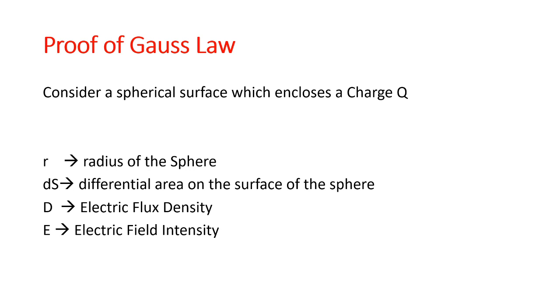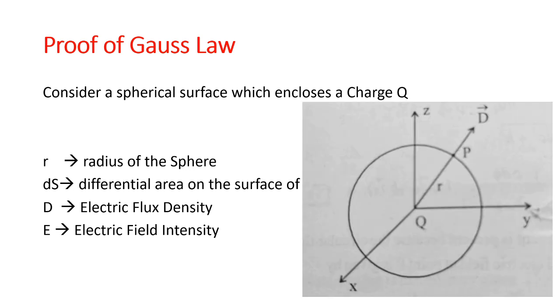To see the proof of Gauss law, we will take a spherical surface enclosing a charge Q. Let R be the radius of the sphere. ds is the differential area on the surface of the sphere. Capital D is the electric flux density. Capital E is the electric field intensity. This is the diagram. We can see a sphere enclosed by a charge Q. Small r is the radius of the sphere. P is the point where you are going to calculate the electric flux density. X, Y, Z are the coordinate axes.